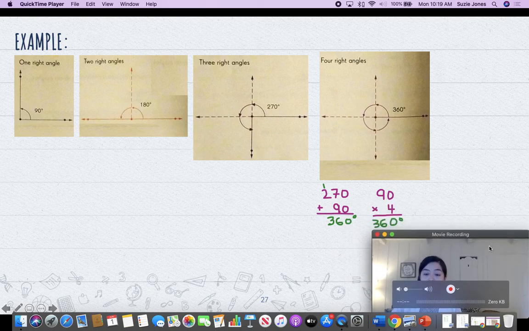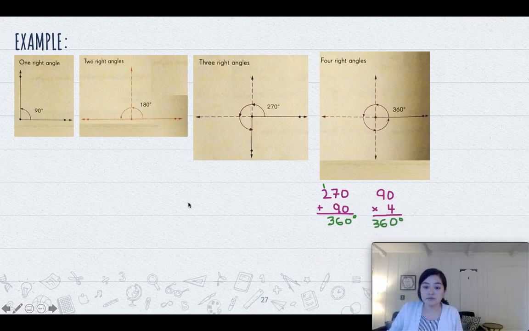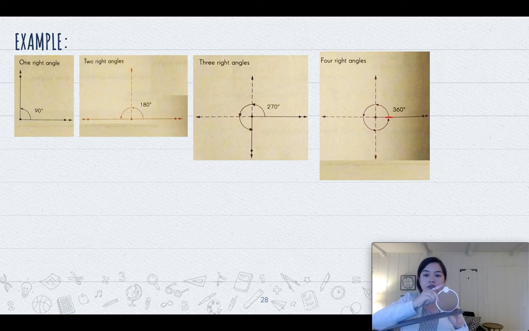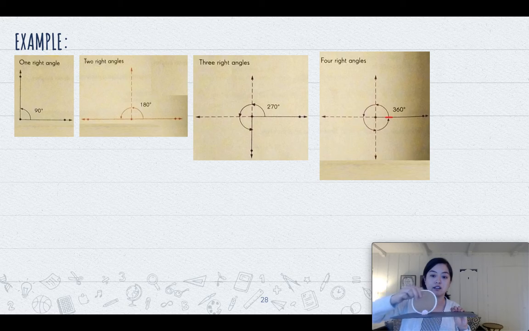And notice here, for these four right angles, I see that it is one full turn. Do you see that? If the starting point is right here in red, and I go around, around, around, and I go back to the starting point, that's one full turn. It's almost like looking at a wheel, right? This is the starting point of the wheel. When do I get back there? Not yet, not yet, and here it is. That's when I get back there. So that's one full turn.